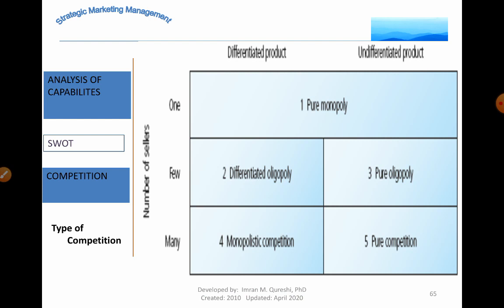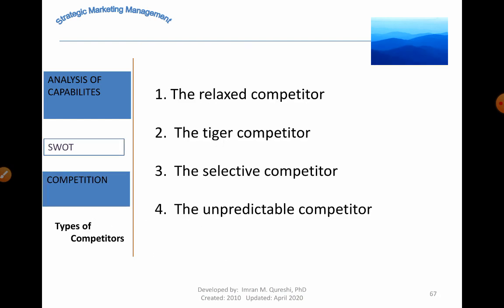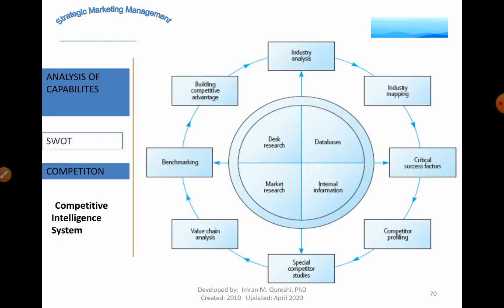Looking at competitors, we have to look at levels of competition, competitive responses, and the types of competitors, identifying weaknesses, again based upon some comparison. The end result of all of this is that it needs to be a system. It shouldn't be a one time process where you analyze the market one time, analyze the competitor one time, and then that's it. You go to sleep for a year or 2 years. That doesn't happen. It has to be a continuous process.